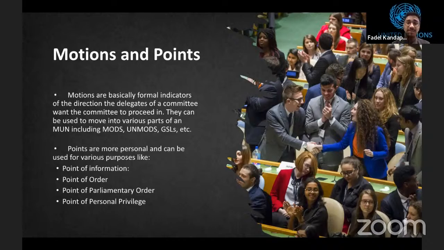The differences are that motions are basically formal indicators of the direction the delegates of a committee want the committee to proceed in. So what that means is, say you want to give a moderated caucus, and we'll explain what those are in detail later on, but basically for now, a formal speech, and you want to give them on a specific topic, and you want to know whether the rest of committee agrees with you. So you raise a motion for a moderated caucus. After the motion has been raised, the committee as a whole will vote upon it in proper procedure, which is from most disruptive to least disruptive. What that means is unmods, which we will again elaborate later, will be considered more disruptive, and you'll understand what that is when we elaborate later.